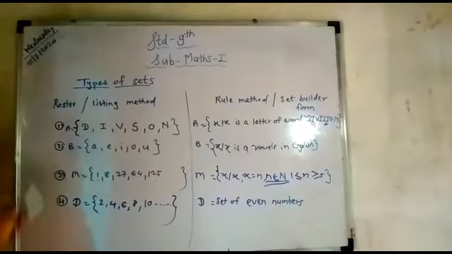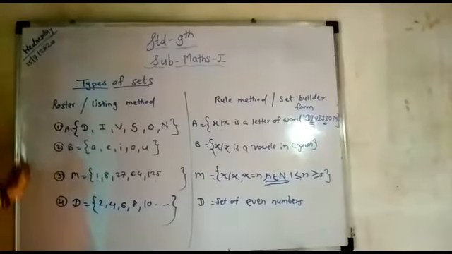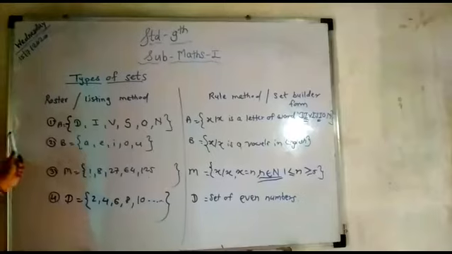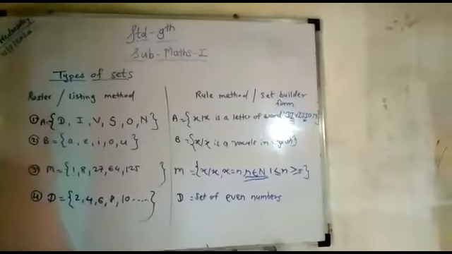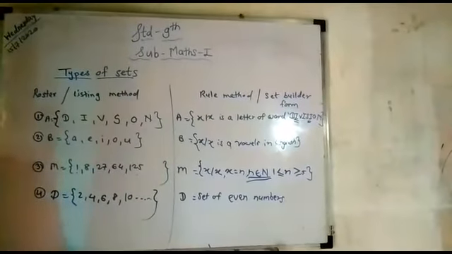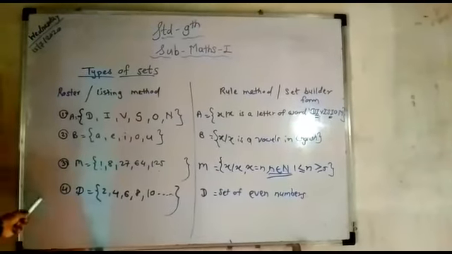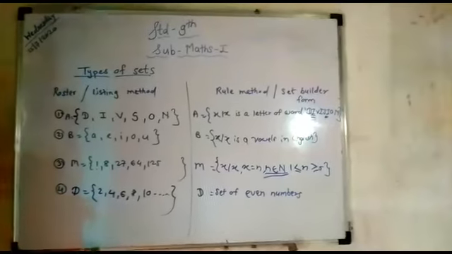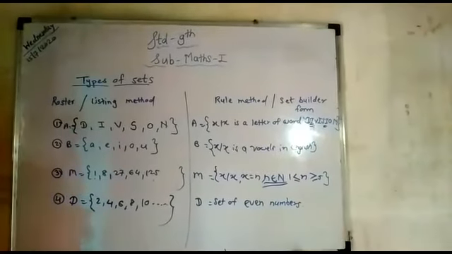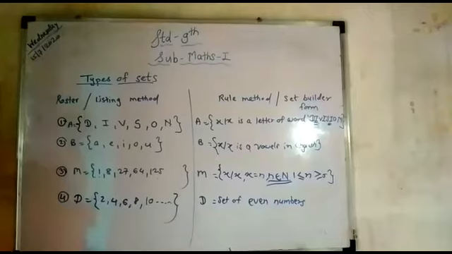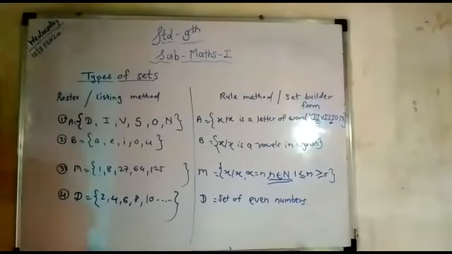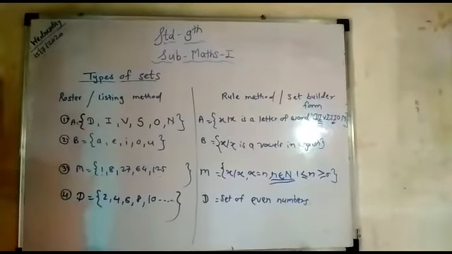In this type, examples are given in practice set 1.1. Convert the roster form into the rule method or the rule method into the roster method. Write down these examples in your notebook and also solve practice set 1.1, and send the notebook photo on the WhatsApp group. If any problem, then ask me on the WhatsApp group.